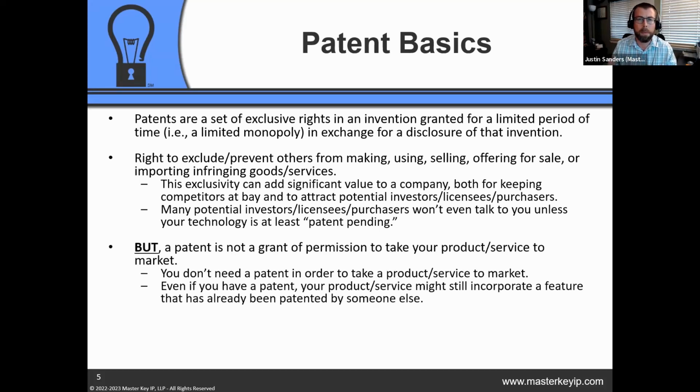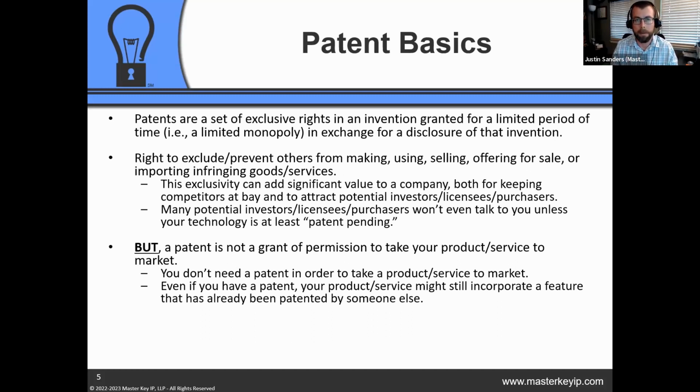The important thing to keep in mind, though, is that you don't have to have a patent in order to take something to market. It's not a grant of permission to go to market. It's not an admission ticket that allows you to sell this product or service. It's just, if you want to have the ability to stop competitors from doing exactly what you're doing, or something that would come close enough to infringe your patent, then you have to go through this process. You have to get a patent in order to maintain that exclusivity and be the only one out there offering this product or service.